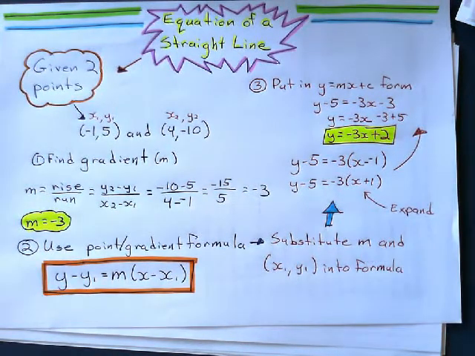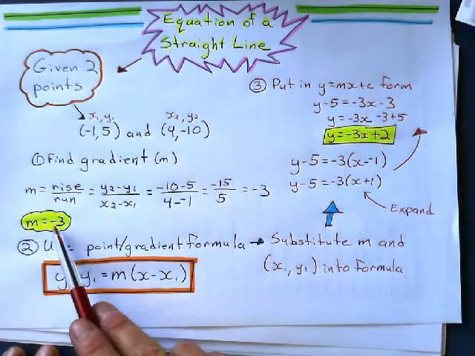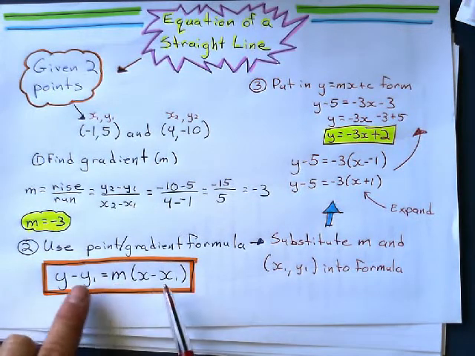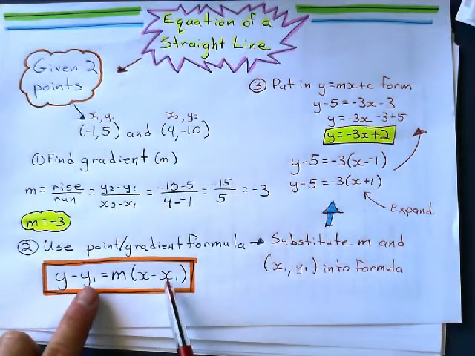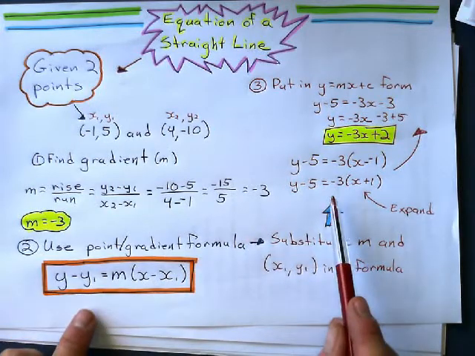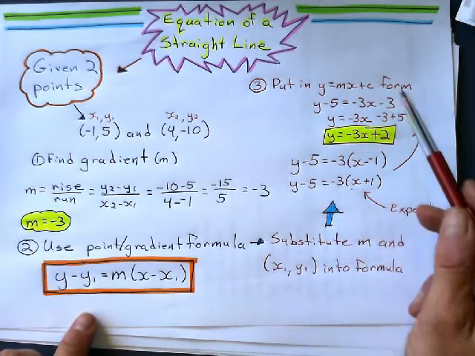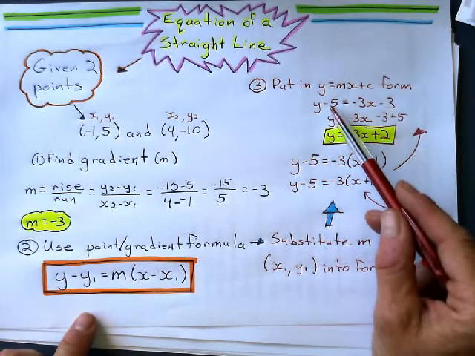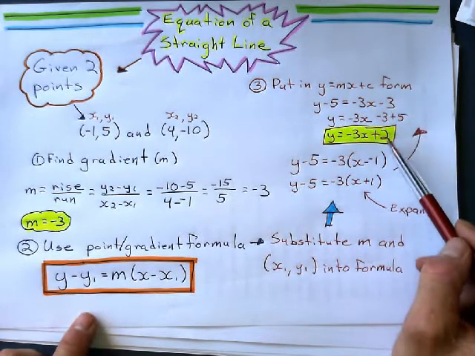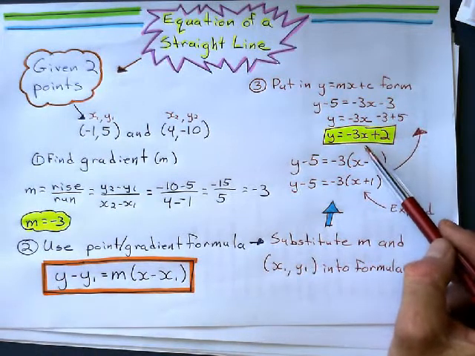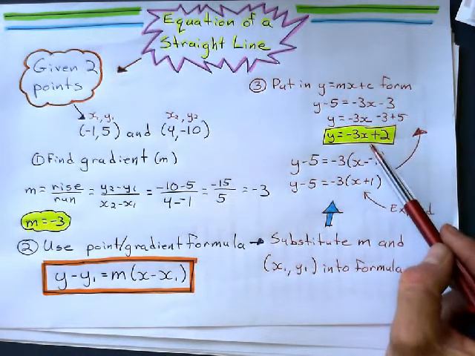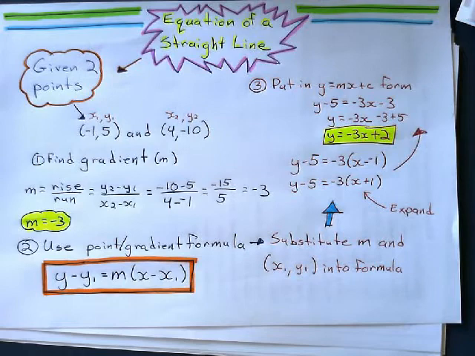So those 3 steps again: find the gradient, substitute that gradient and any other point into that formula. It actually doesn't have to be x1, y1. You could have put x2, y2 in there. So you get an equation that looks like this. And if you want to clean this equation up, you expand, shift that constant term to the other side, changing its sign, and then you have it in a nice gradient intercept form ready to go. You can try some more examples.